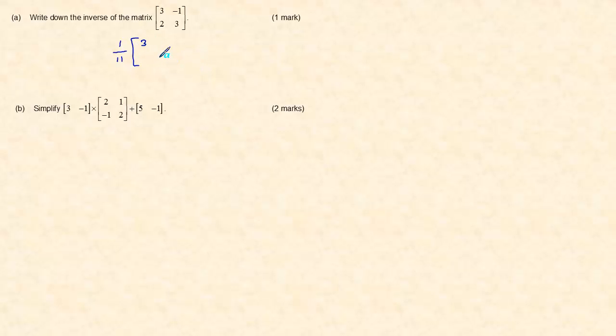Swap the leading diagonal, and actually they're both 3's this time, so it's going to end up looking exactly the same. And then take negatives on the other diagonal. So negative 1 becomes 1, and the 2 becomes negative 2.